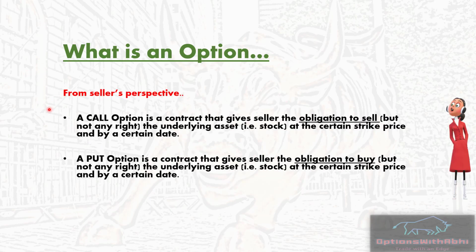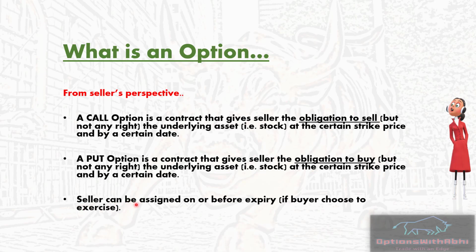From the seller's perspective, a call option is a contract that gives the seller an obligation to sell, but not the right. In this case, Tia has an obligation if Jack comes back, and she has to follow. A put option is again opposite to that. A put option gives the seller an obligation to buy. So the seller always has an obligation. In the case of a call, the seller has an obligation to sell, and in the case of a put, the seller has the obligation to buy, right?